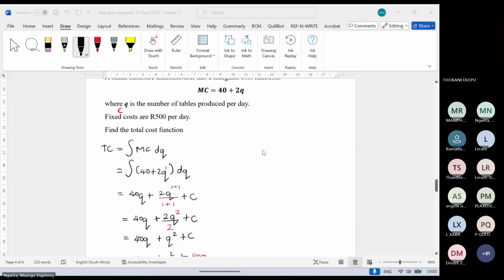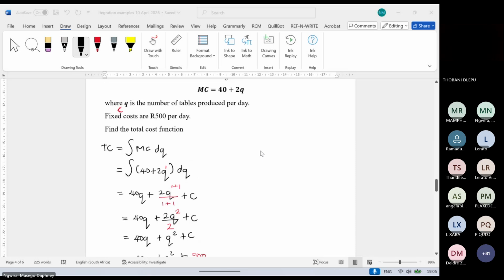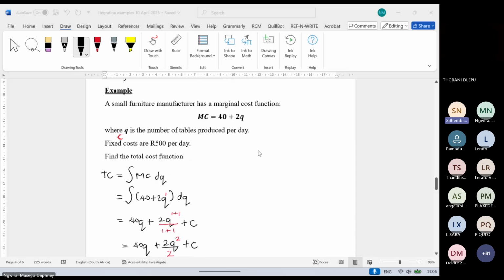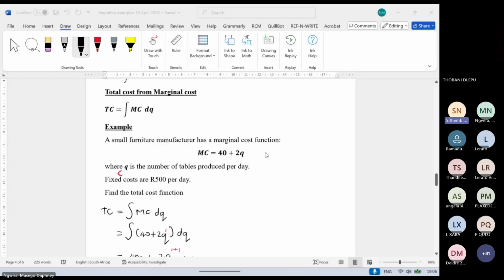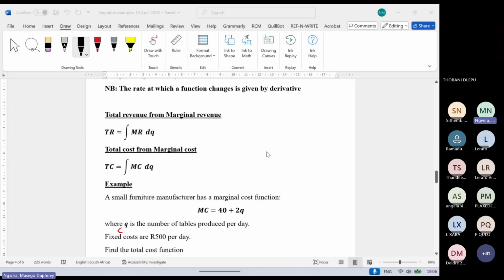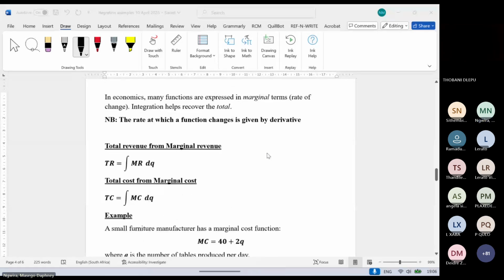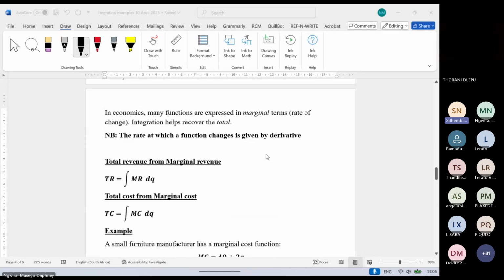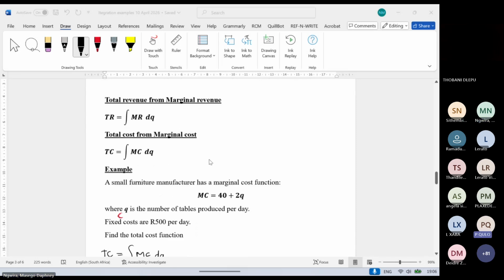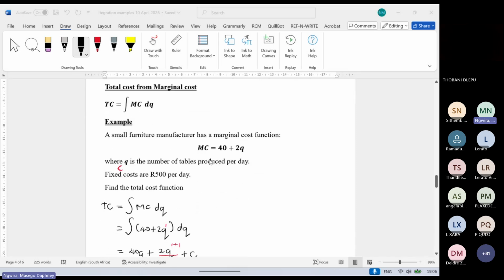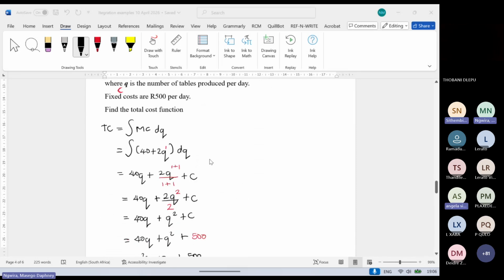Sorry, ma'am. Can you just please move up a bit? I just want to see the question and the explanation at the top there. Just the wording, not the sum, just the wording. Okay. You mean this? Yes, ma'am. Is it where it starts there, in economics? Yeah, okay. Thank you.